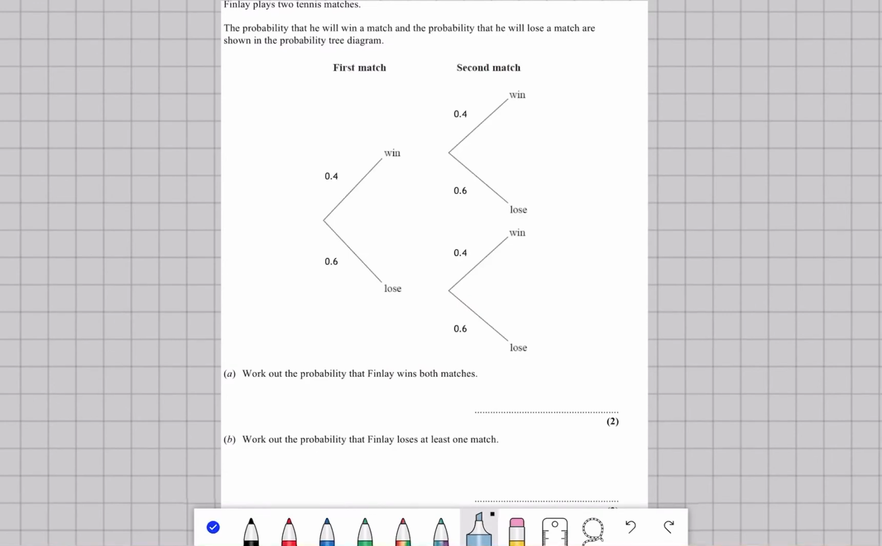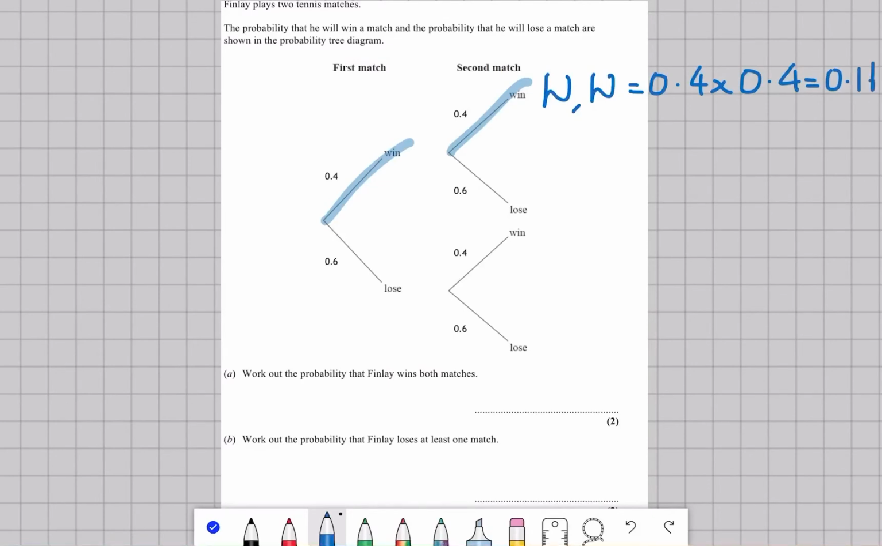Okay, so wins both matches here. We've got 0.4 times 0.4, which is 0.16.